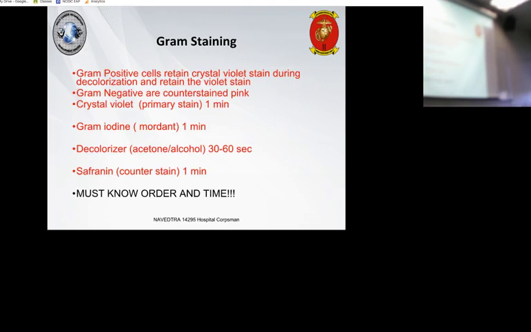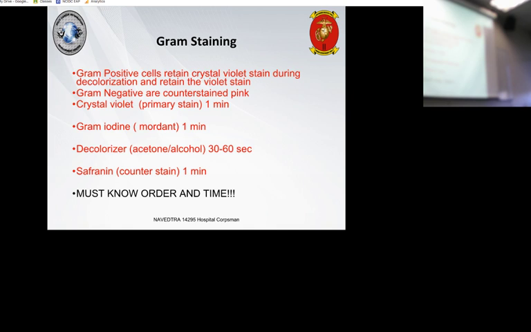So for your gram stain, crystal violet is the primary stain, gram iodine is the mordant. I've seen it asked both ways. What is the mordant? It's going to be the gram iodine. What is the decolorizer? It's going to be acetone. What's the counterstain? Safranin. These are not real life timings, but just remember 1-1-3-1.